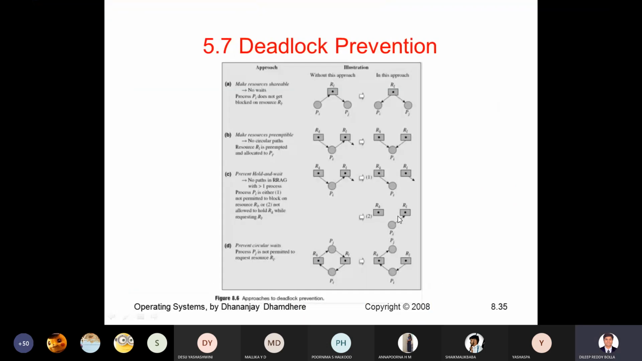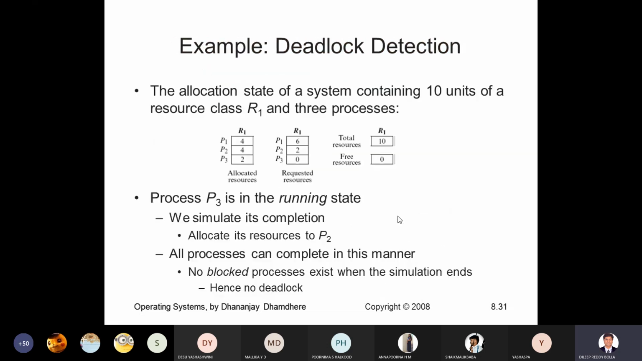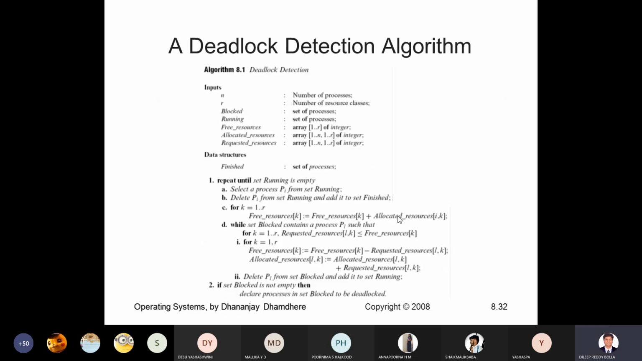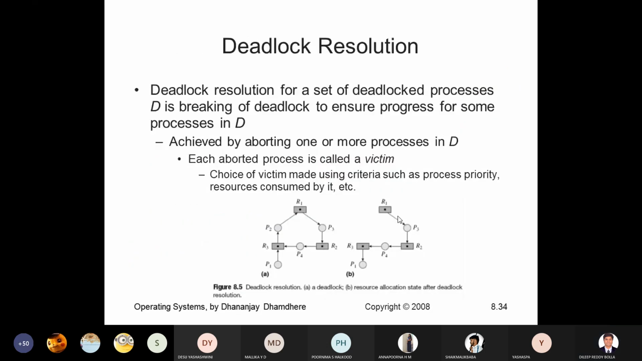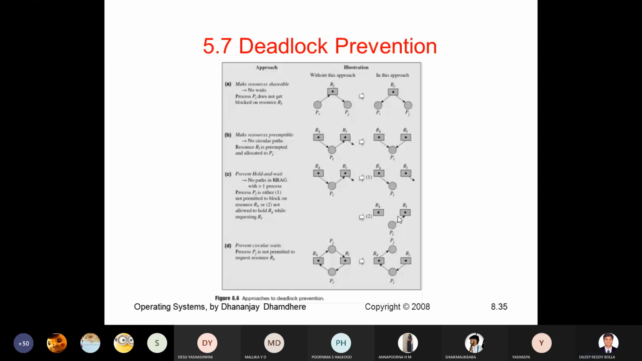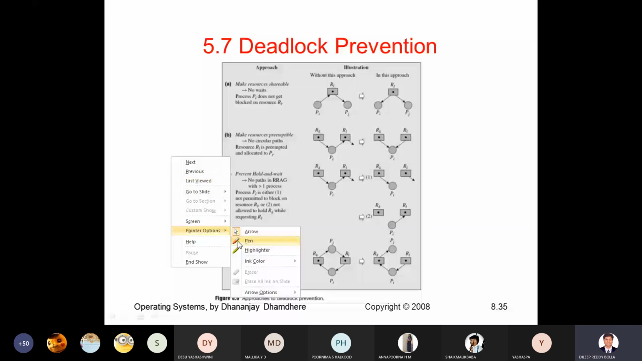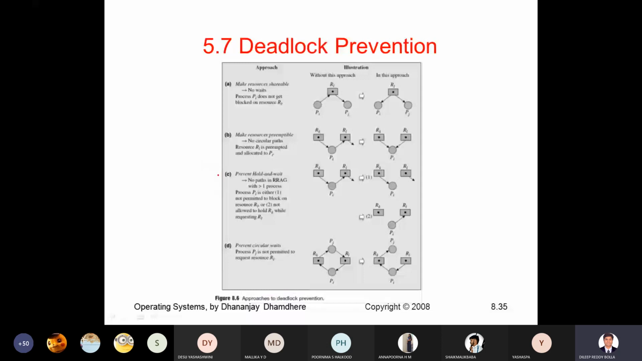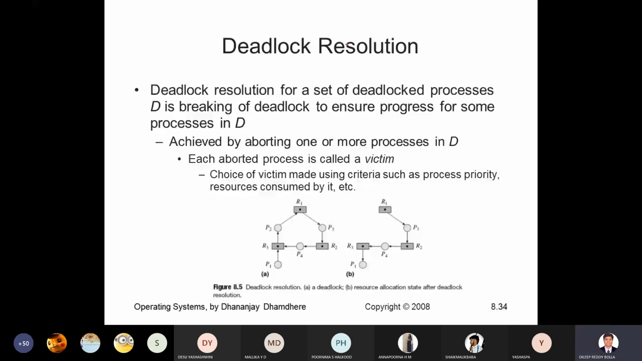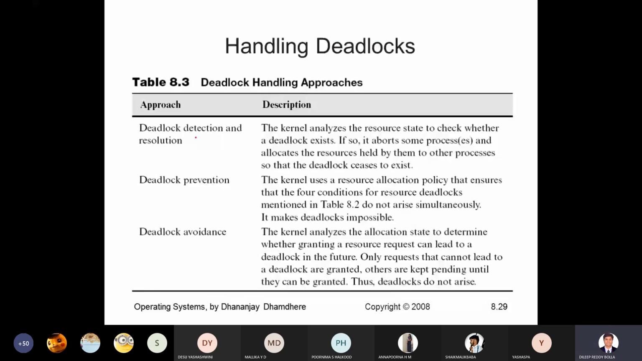Is it clear? So till now, we have seen the deadlock detection algorithm, and then we have seen deadlock resolution, and now we are trying to see deadlock prevention. How to prevent the deadlock. We have 3 models here. The first one is deadlock detection and resolution, the second one is deadlock prevention, and the third one is deadlock avoidance.